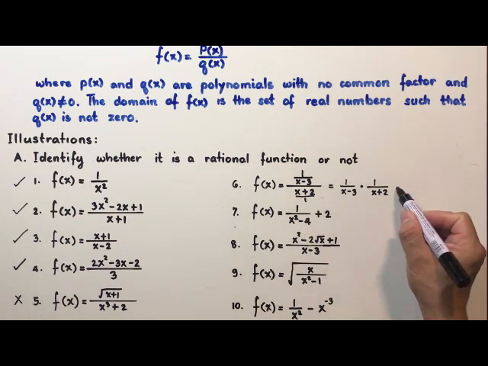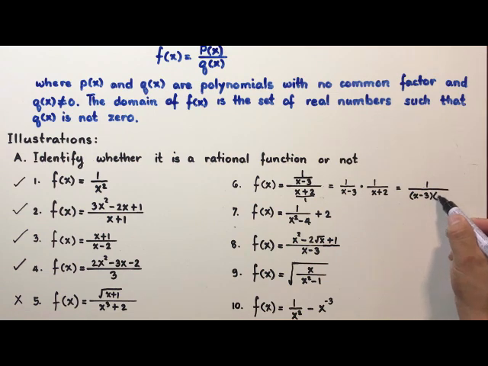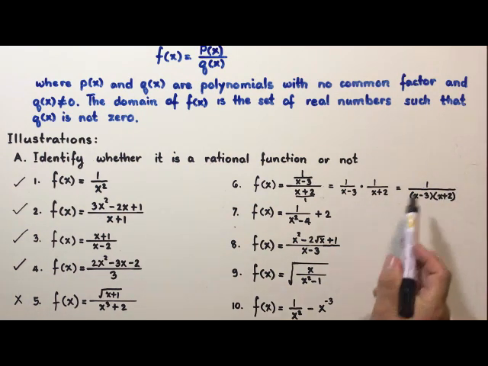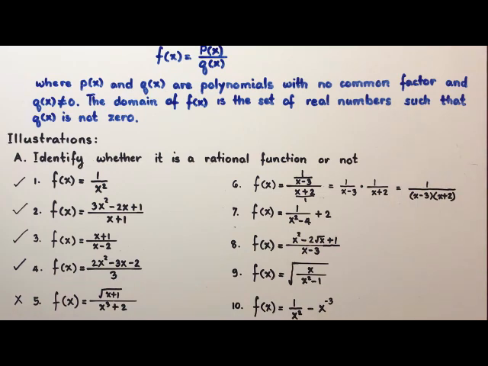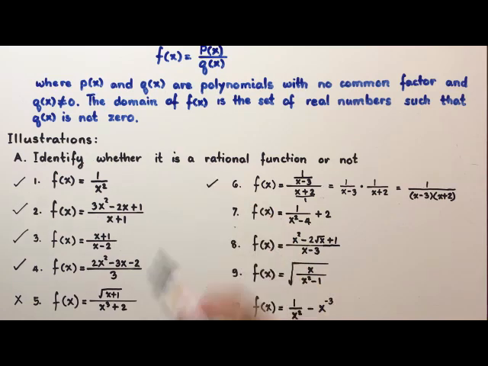And if you multiply this one, you will have 1 over x minus 3 times x plus 2. There. So you see that it is still a rational function. So if your answer is yes, then you are right.